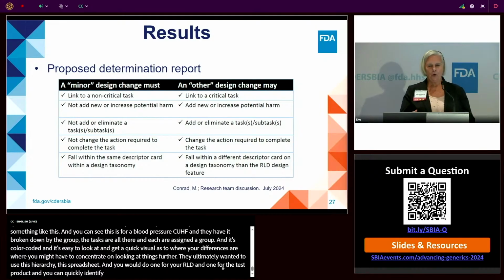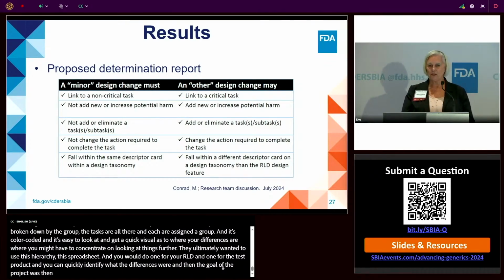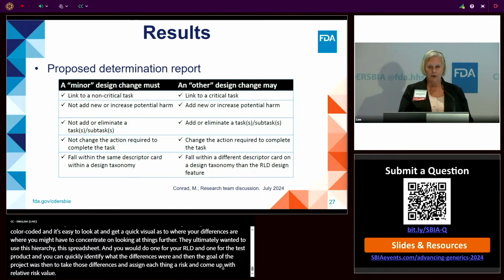And then the goal of the project was to take those differences and assign each thing a risk and come up with a sort of relative risk value and produce what they are calling a determination report.